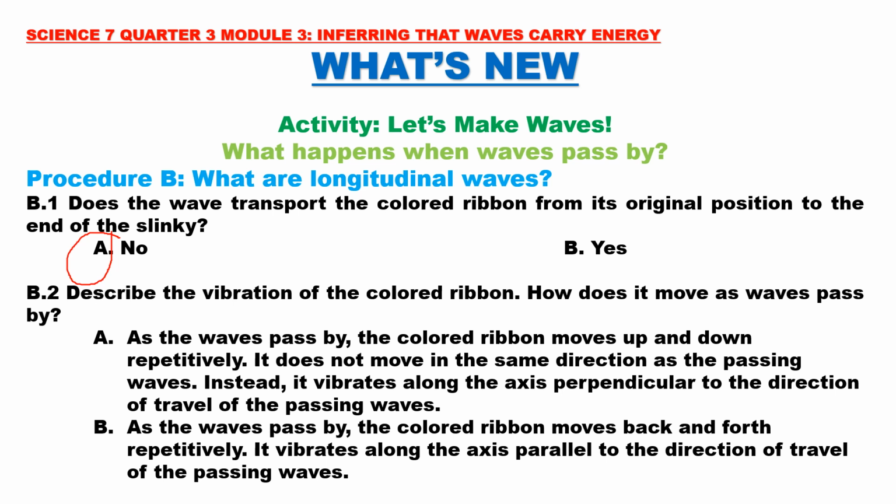So for B2, the answer is letter B. So yung ating colored ribbon, ang kanyang movement this time ay back and forth. Tapos, yung direction of waves natin ay parallel. Okay? So, yung ating ribbon, nag-vibrate parallel to the direction of travel of the passing waves. So, para mas maintindihan natin, let's look back at our illustration.